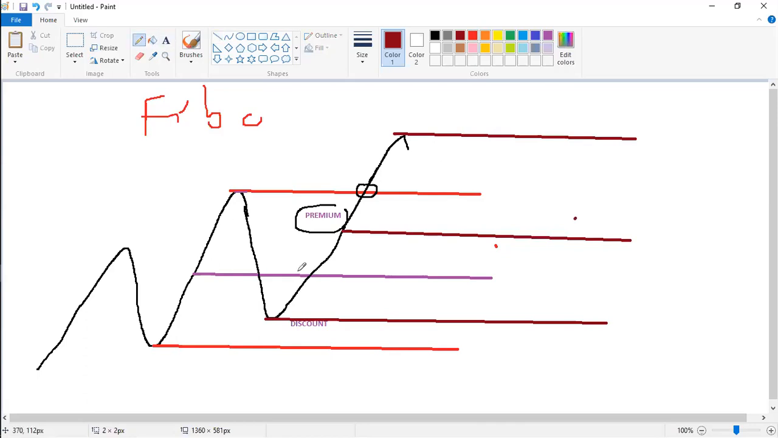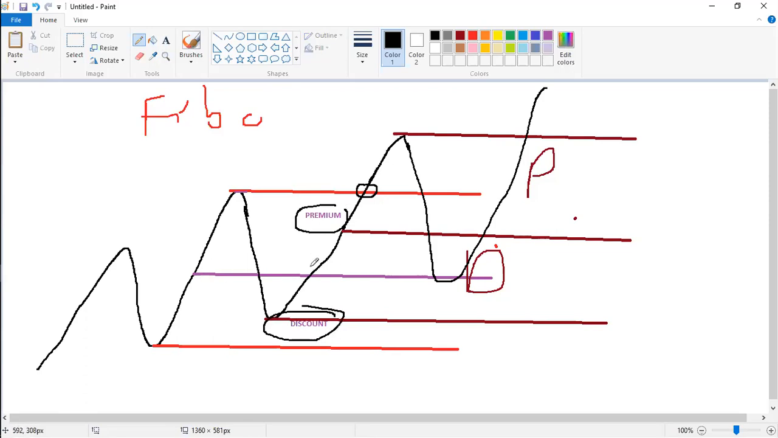So what does this mean? This is now the new discount, and this is the new premium. Price comes down to discount, then break market structure. So that's discount and premium. In an uptrend, we are only buying in discount, only in discount.